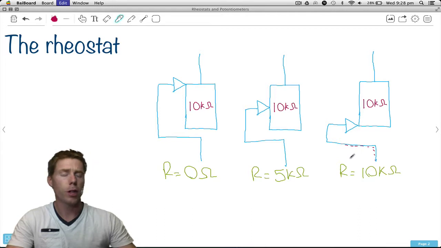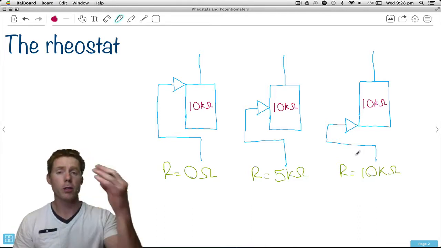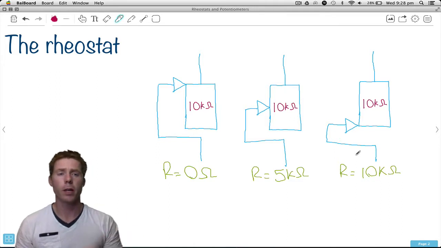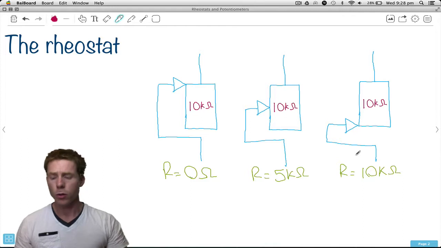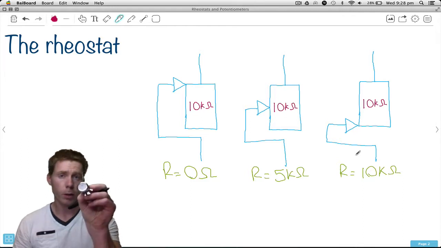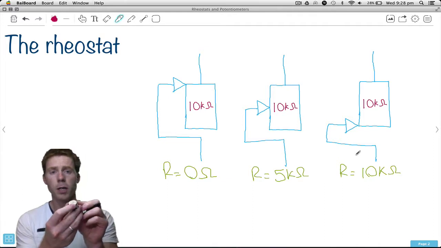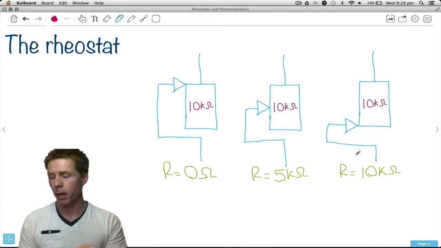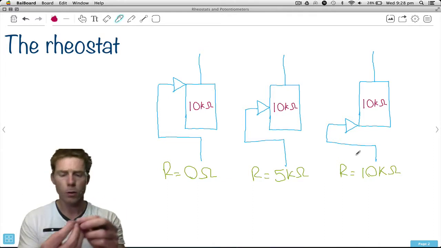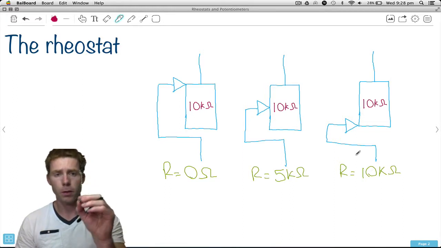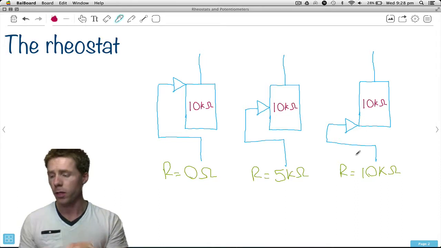And then of course you can position it anywhere between the bottom and the top, and you'll get anywhere between 0 ohms, a short circuit, all the way up to 10,000 ohms. Now this particular one here has 10k written on it, which means it can go up to a maximum of 10,000 ohms. But this one says 50k on it, so this can go from 0 to 50,000 ohms.